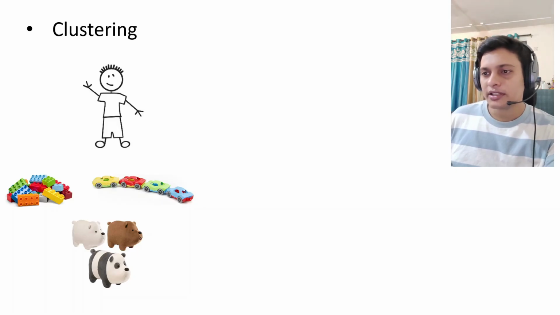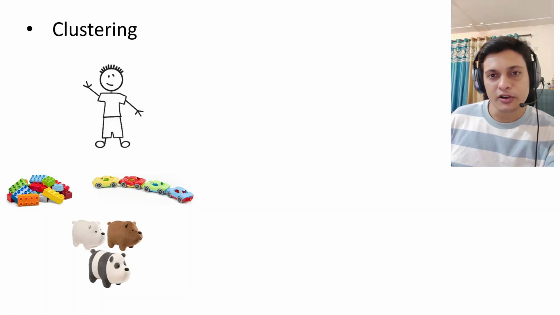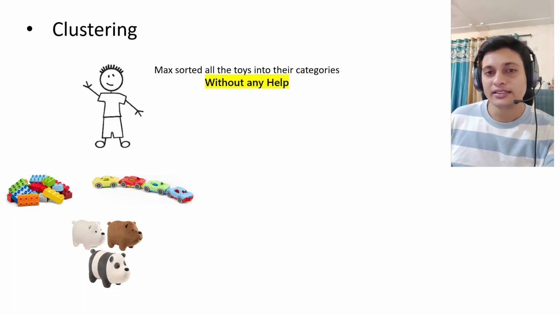Max saw that these toys have some wheels, so they might come into one category. These toys are very soft, so they might come into one category, and these toys are something arbitrary, so they might come into another category. From this segregation, Max is now able to play with them separately by his own creation. So Max sorted all the toys into their categories without any help.